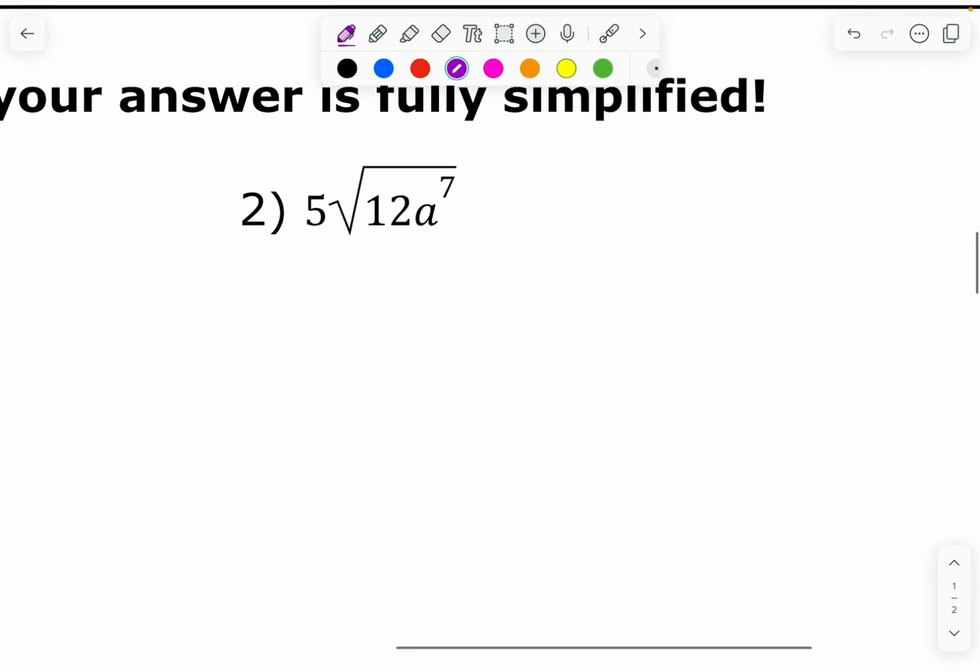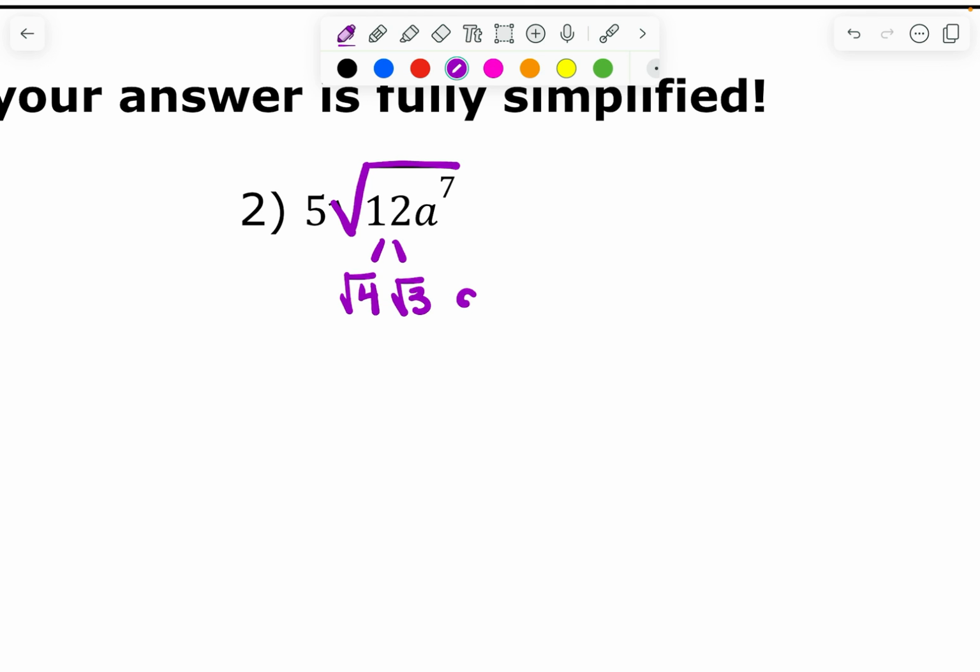Let's go ahead and look at number 2 here. So I'm going to simplify what's underneath the radical. To do so, I know that 12 can be written as 4 and 3. If you're confused on where those numbers are coming from, you're going to want to go back and watch the first video of radicals where we are simplifying radicals. We're just simplifying like we've been doing for a while now.